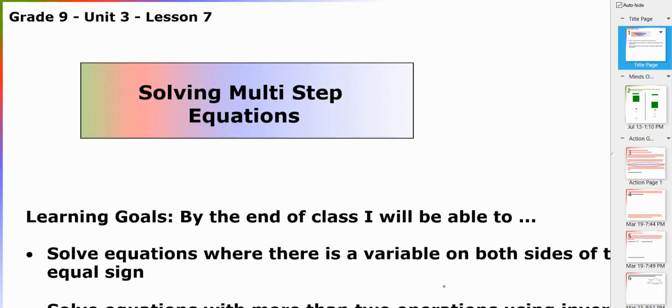All right, welcome to Grade 9 Math. We're in Unit 3, Lesson 7, Solving Multi-Step Equations.